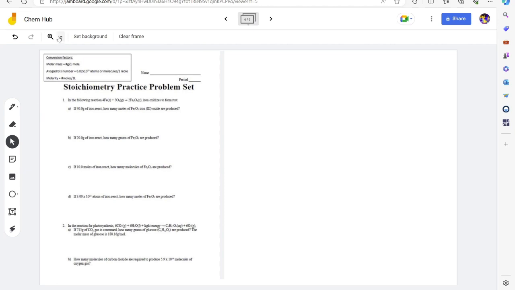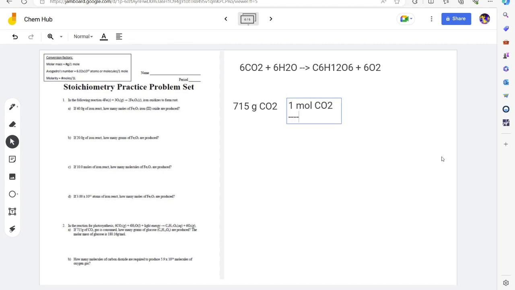In the reaction for photosynthesis, 6 carbon dioxide plus 6 water yields glucose plus 6 oxygen. If 715 grams of CO2 gas is consumed, how many grams of glucose are produced? The molar mass of glucose is 180.16. First we're going to convert the grams of CO2 into moles. So we have 1 mole of CO2 over the molar mass, which is just going to be 12 plus 2 times 16, which simplifies to 44.